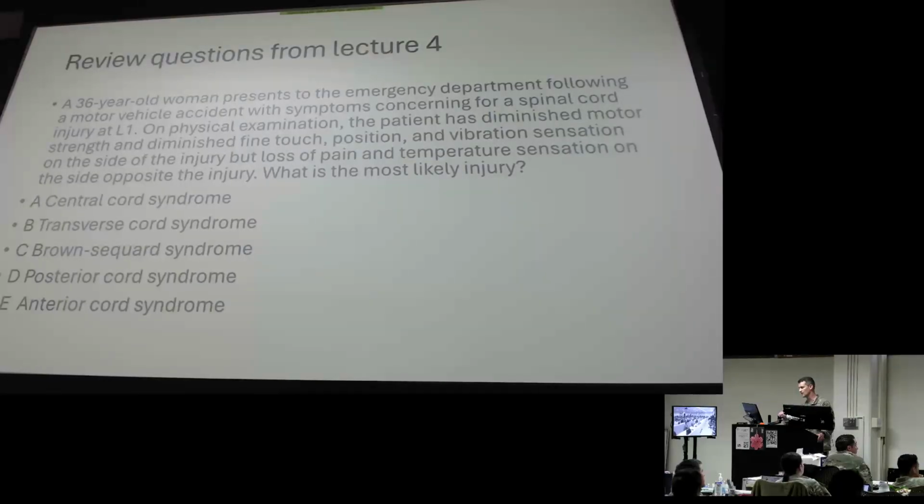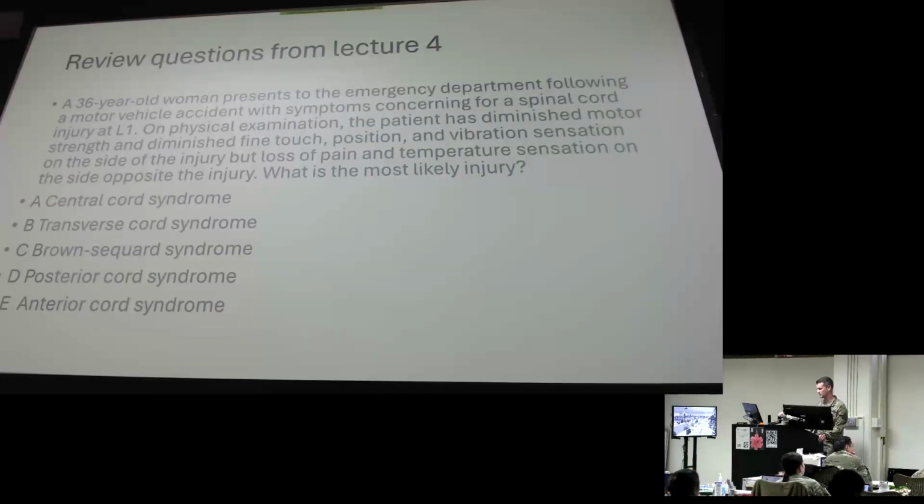So I've got a 36-year-old woman presenting to the emergency department following a motor vehicle accident with symptoms concerning for a spinal cord injury at about L1. On physical exam, the patient has diminished motor strength and diminished fine touch, position, and vibration sense on the side of the injury, but loss of pain, temperature, pressure sensation on the opposite side of the injury. What is the most likely injury?